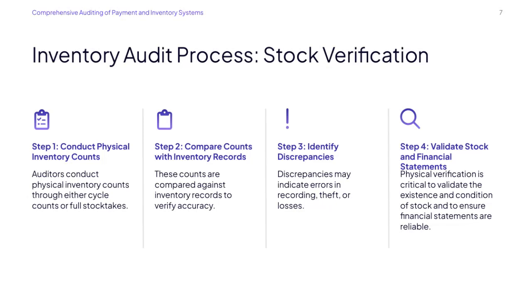The first step in the inventory audit process is conducting physical inventory counts. This can be done either through cycle counts, where a portion of the inventory is counted regularly, or full stock takes, which involve counting all items at once.